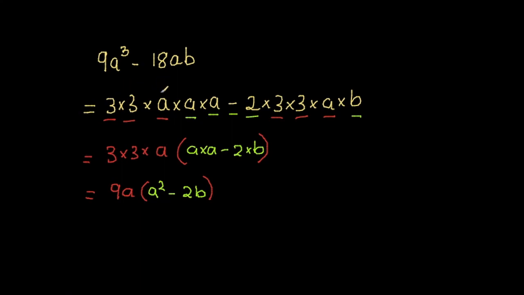By the way, this breaking down process might be a little tedious, but I guarantee that once you get the hang of it, once you practice, you'll immediately see that the highest common factor here is 9a, so I can pull it out, and then what remains is a squared minus 2b. So it just comes with practice.